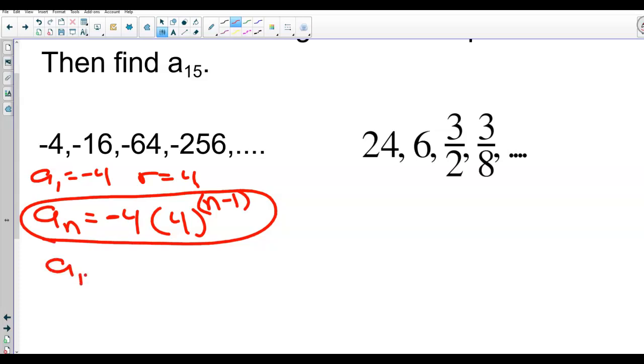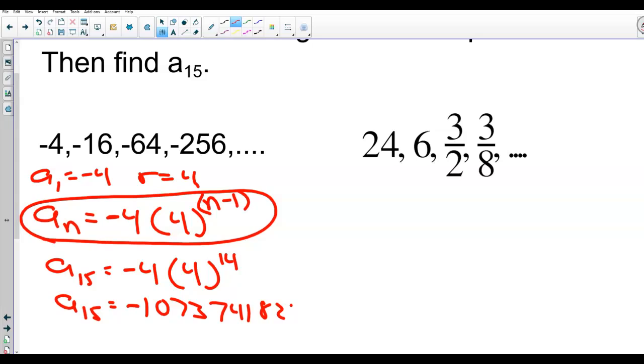When I go to get a_15, it's -4 · 4^14. So 4 to the 14th power, you're going to talk about numbers getting very high very quickly. So 4^14, and then we multiply by -4. So we're talking about a number in the billions: -1,073,741,824.